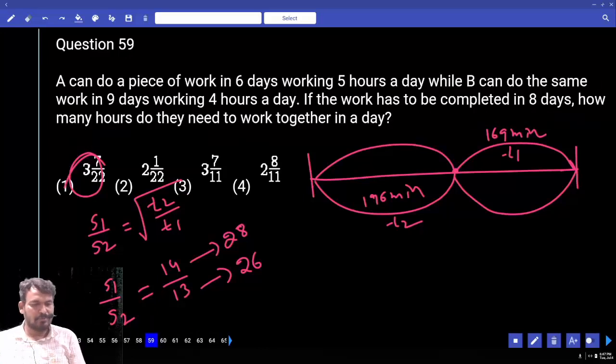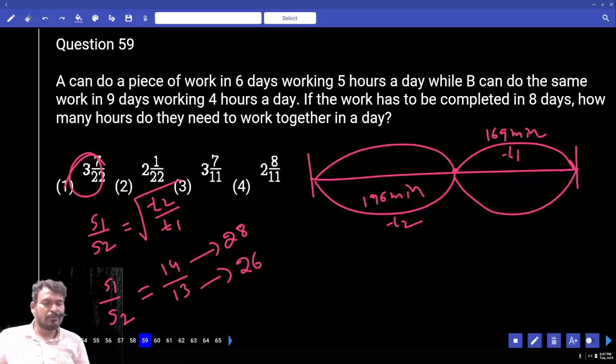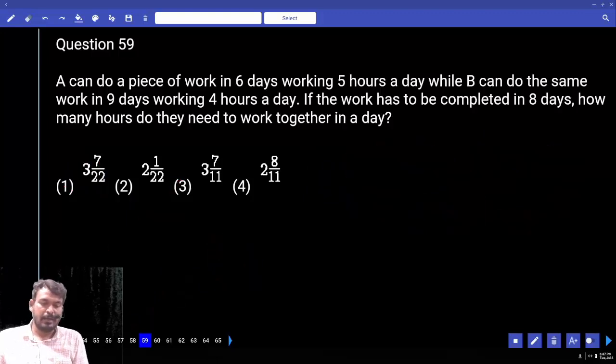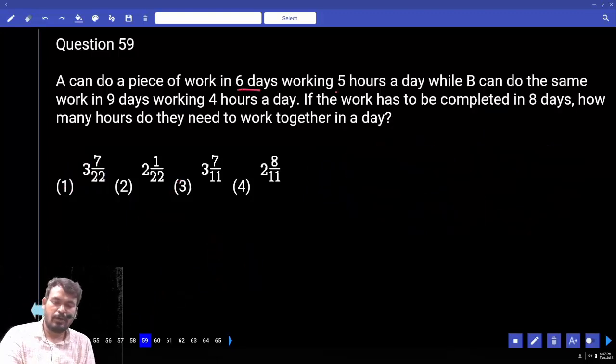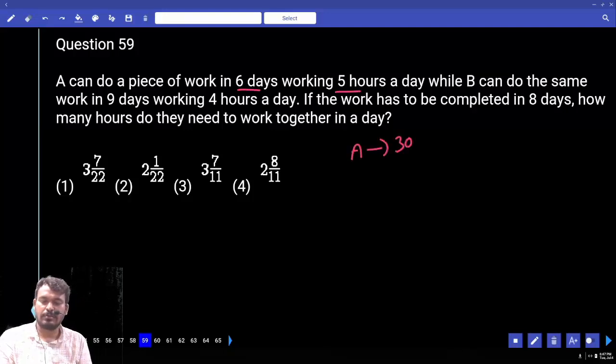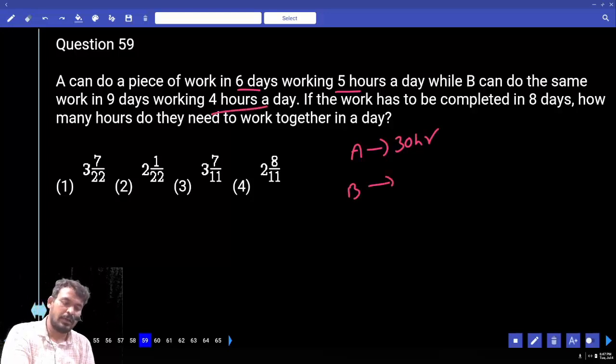Next question number 59. A can do a piece of work in 6 days, working 5 hours a day, while B can do the same work in 9 days, working 4 hours a day. If the work has to be completed in 8 days, how many hours do they need to work together in a day? 6 into 5 is how much? 30. So A can complete the whole work in 30 hours. B does the same work 4 hours per day, 9 days means 36 hours.